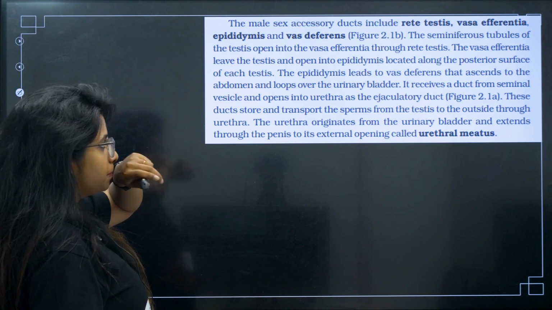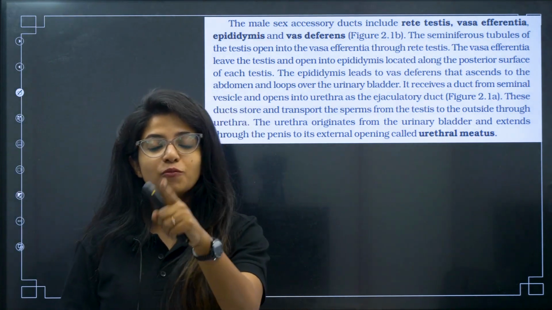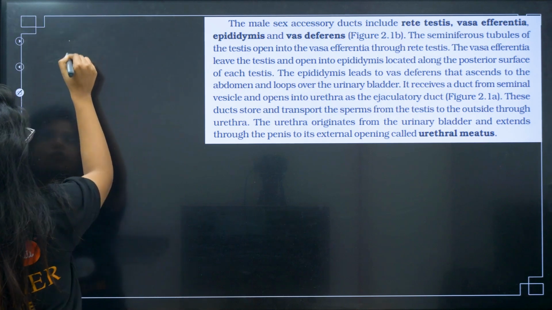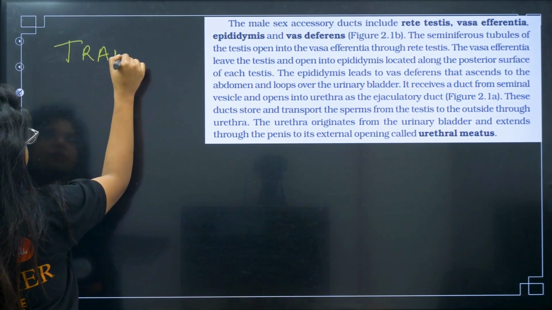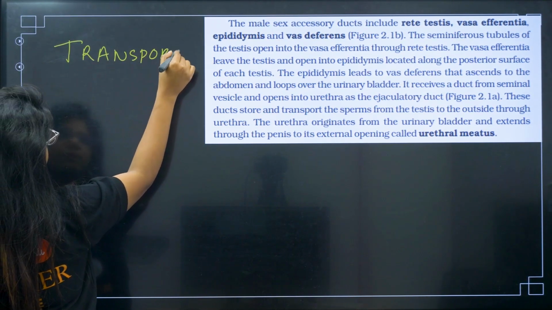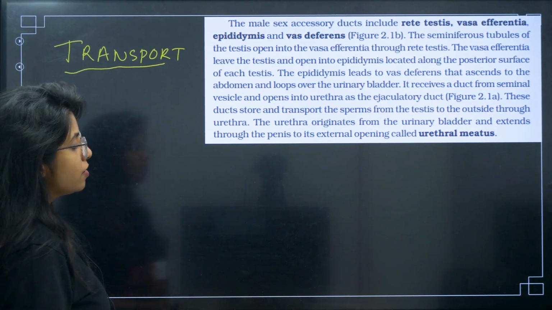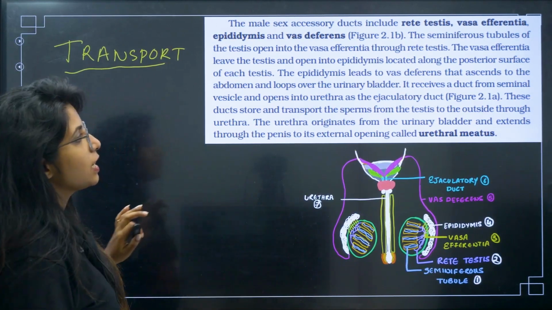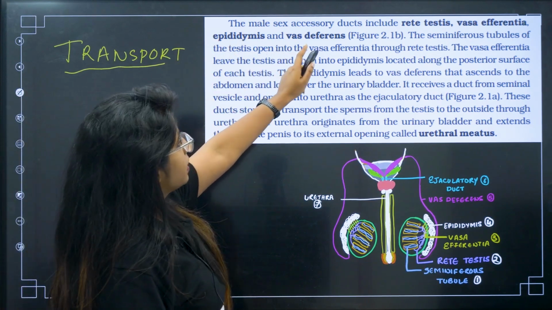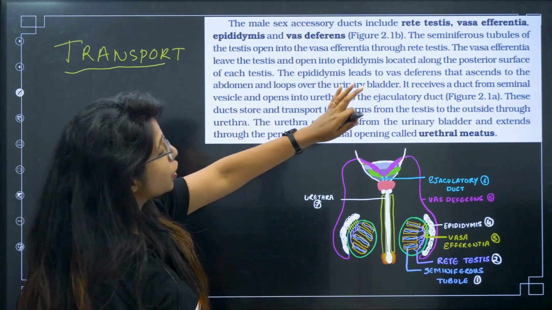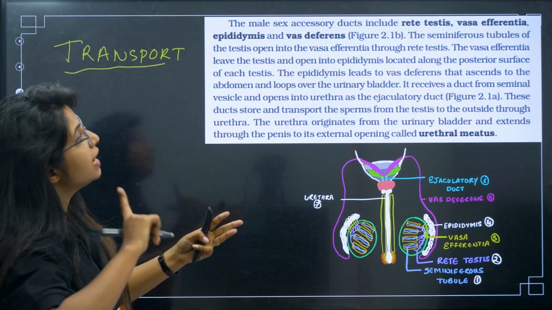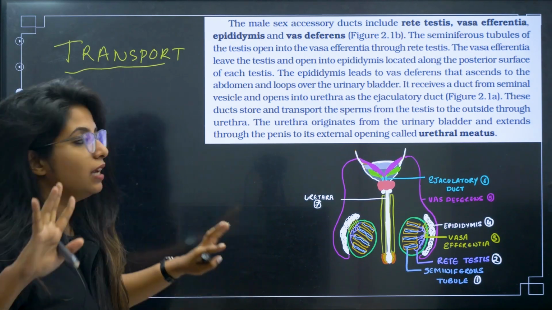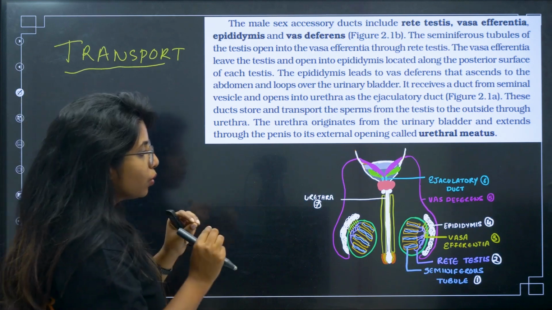Now we go ahead. It is about the accessory ducts. What are accessory ducts responsible for? I already told you, it is responsible for transport. Now I have a picture that is already made. Let's see it one by one. Male sex accessory ducts include rete testis, vasa efferentia, epididymis and vas deferens. Is it too much to remember? It's very easy, trust me. Let's do it one by one.